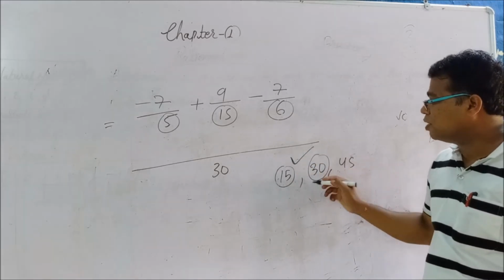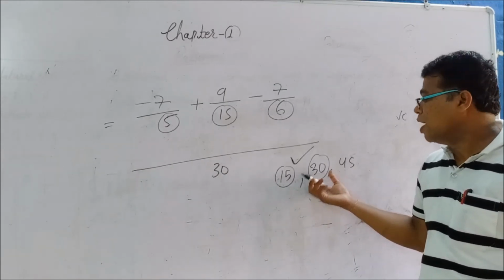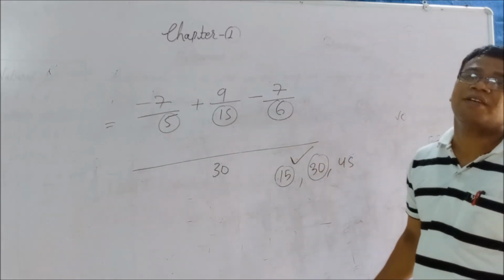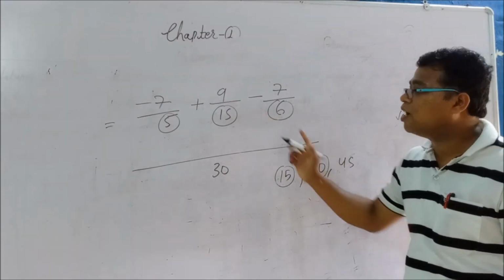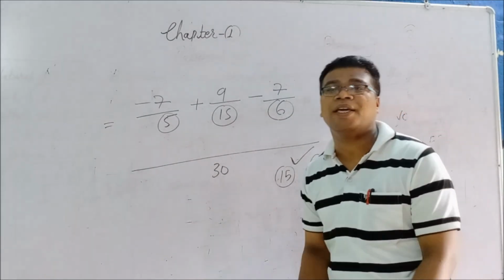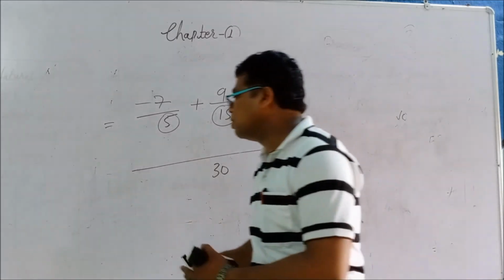15 ones are 15, 15 twos are 30. Again check it for 30. Does this 30 come in the table of 5, 15 and 6? Yes. 6 fives are 30, 15 twos are 30, 5 sixes are 30. So what is the trick here? Directly I can find that 30 will be my LCM. So that trick you can apply after practice.